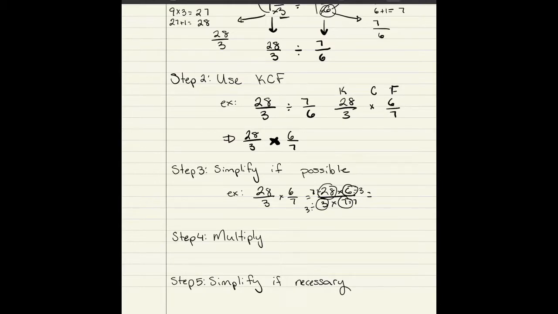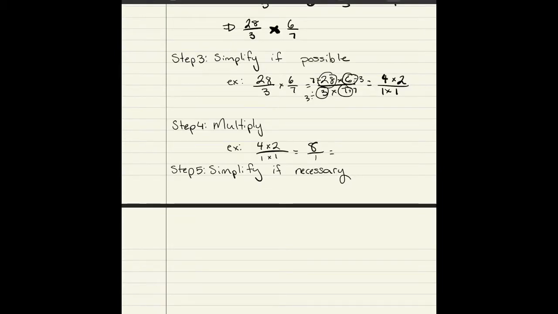So when you simplify, 28 divided by 7 is 4 times 6 divided by 3 is 2. And 3 divided by 3 is 1 times 7 divided by 7, which is 1. Now I can multiply straight across. So I have 4 times 2 over 1 times 1, which would be 4 times 2 is 8, and 1 times 1 is 1. And 8 would be our final answer.